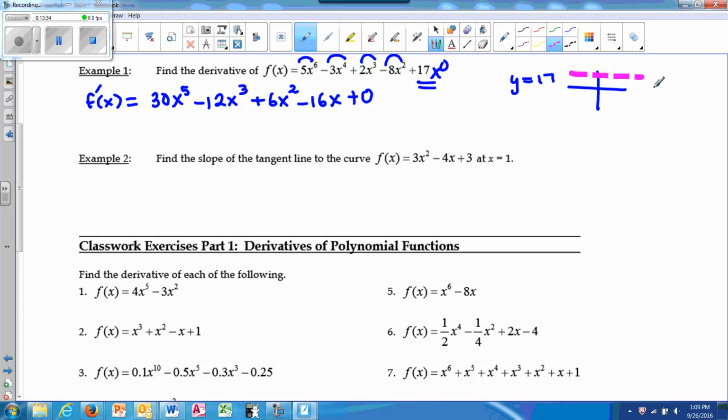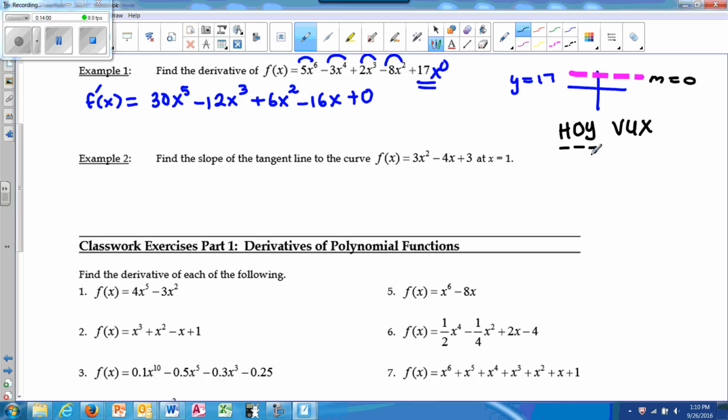Notice that this 17 is a constant. That really means we have no x's there. So if we were to bring the 0 down, I would get 0 times 17, and it really doesn't matter what x power we have because we have a 0. The other way to think about that is that this piece is really like having y equal to 17, which is a horizontal line.